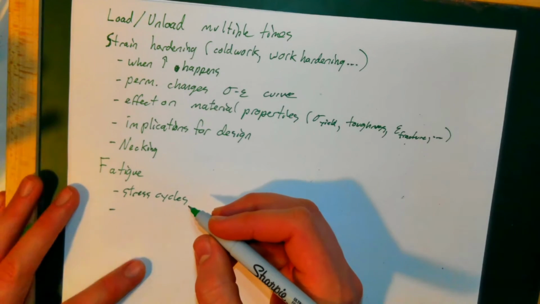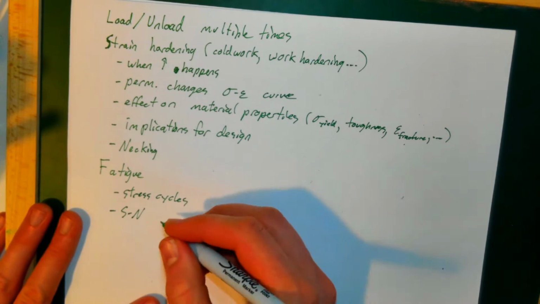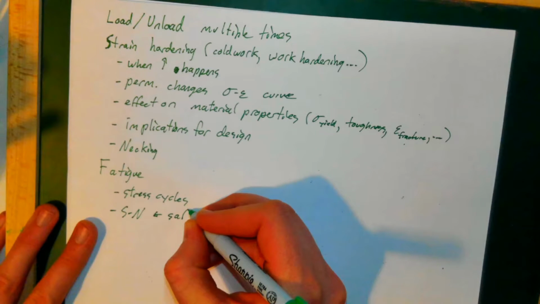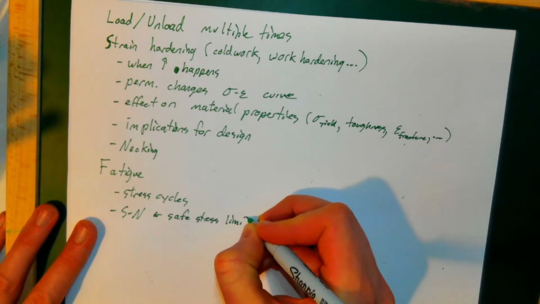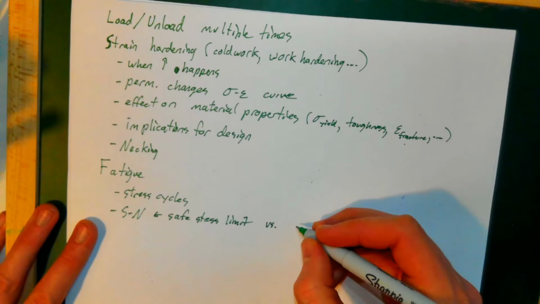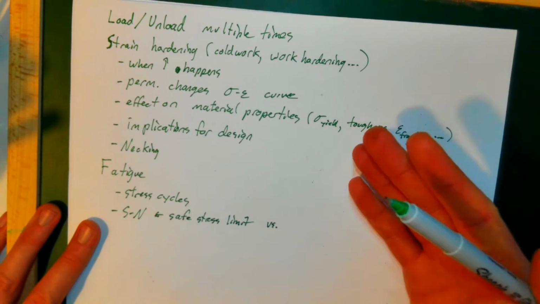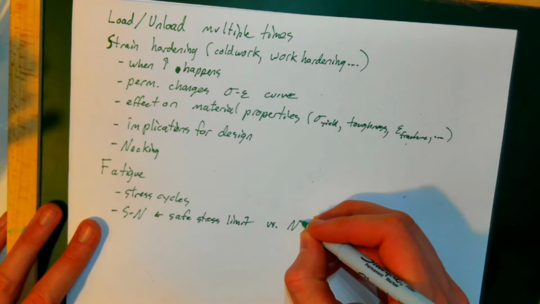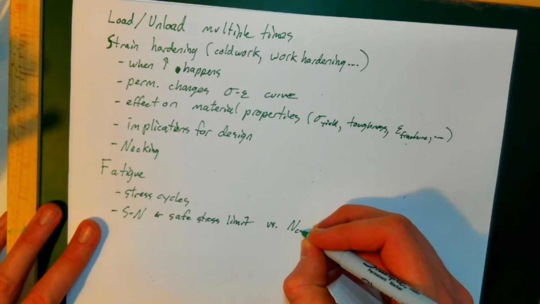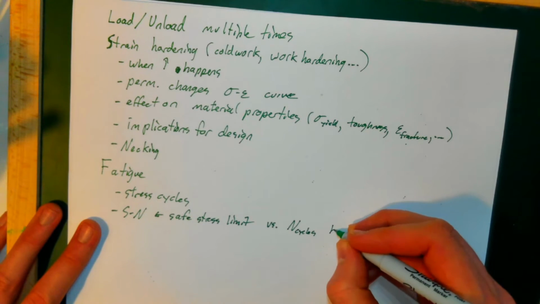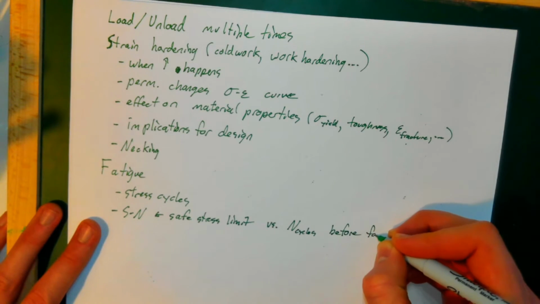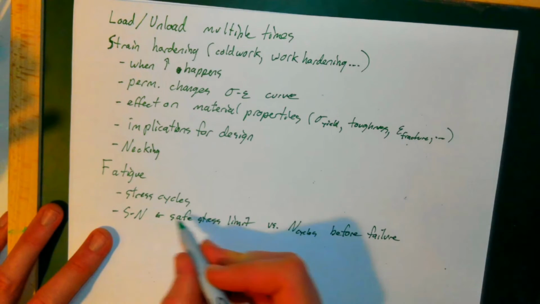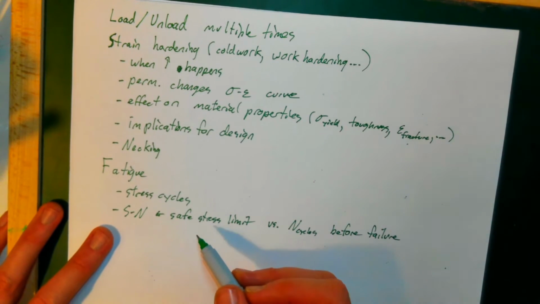And then we'll plot what's called an SN curve, which is basically a safe limit versus the number of cycles that we need that thing to survive before we can tolerate failure, versus the number of cycles before failure. And so that's the nature of the SN curve. And of course, this has implications for design.